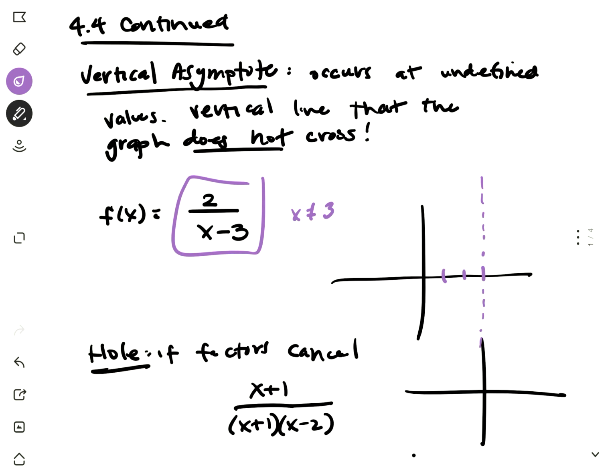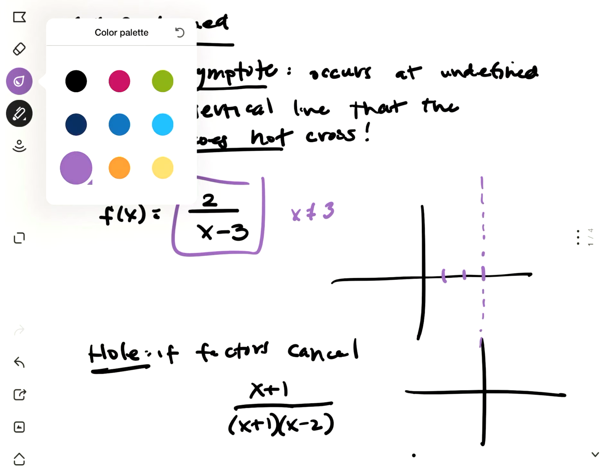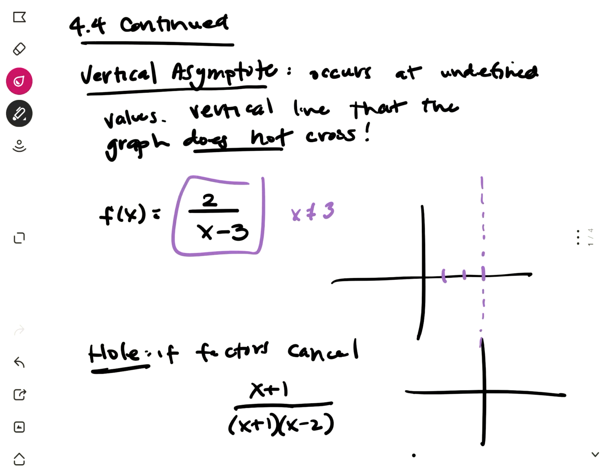Our graph from there, for a rational function, might look something like this. It might not be exactly like that, but it might look something like that. So there's a line in there that the graph doesn't cross, and it doesn't cross it because it's undefined at that point.